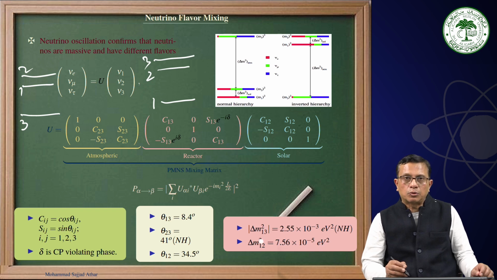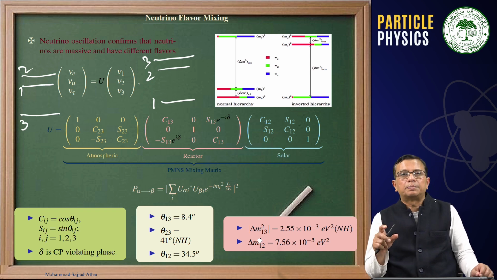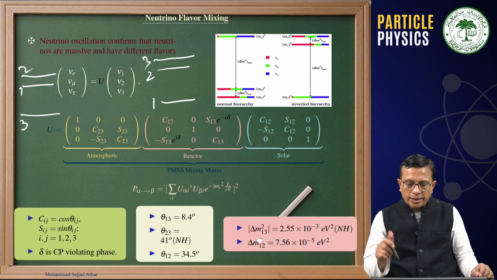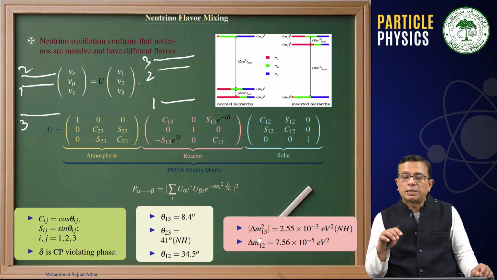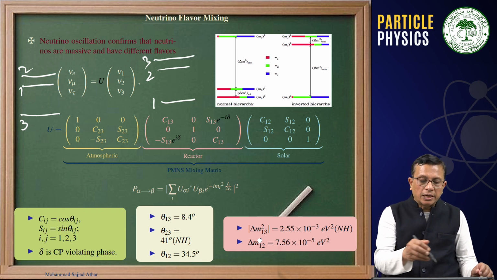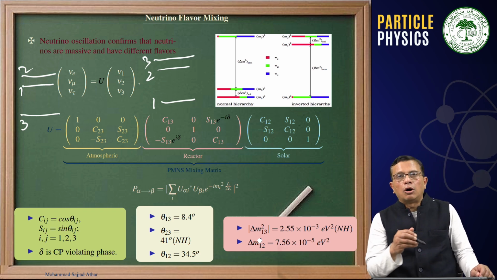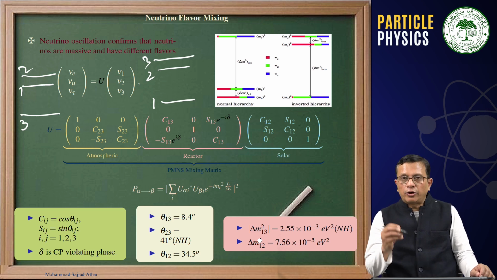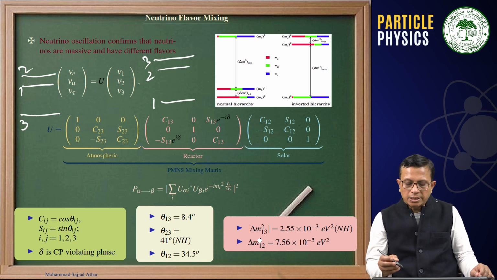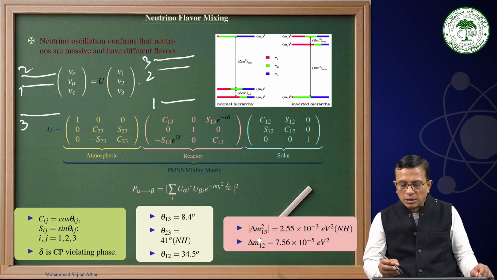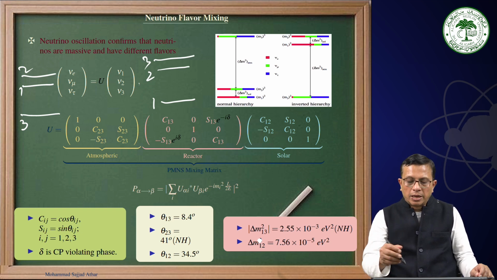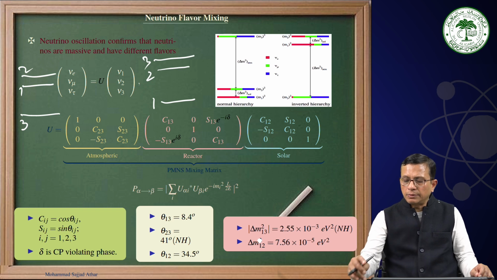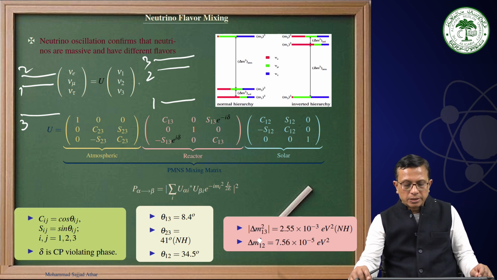Delta m13 square, the absolute value has been determined for this, and since we are talking about the absolute value, that means the plus and minus sign is yet to be decided, and that is why we are saying that it could be either a normal hierarchy or an inverted hierarchy. From atmospheric neutrino experiments or accelerator experiments we can determine this value, and presently it is around 2.55 times 10 power minus 3 eV square in the normal hierarchy case, but it varies when we talk about the inverted hierarchy.